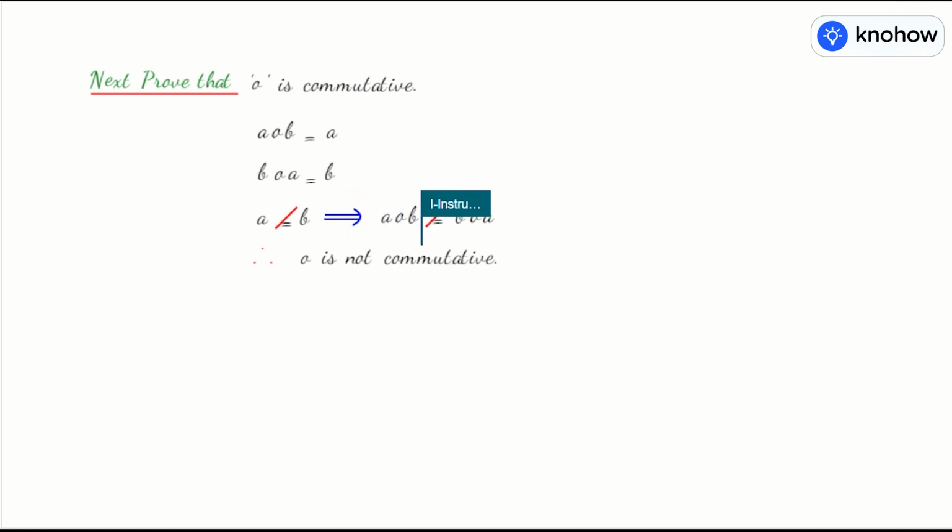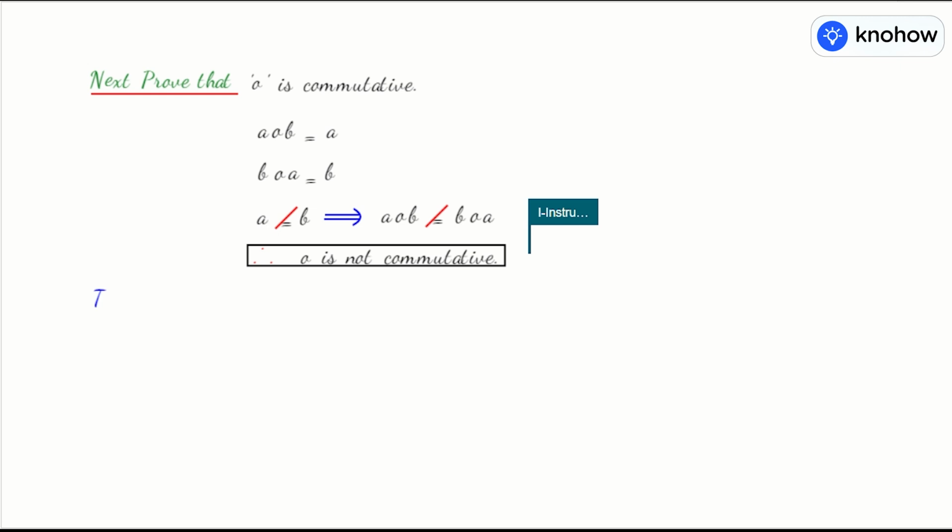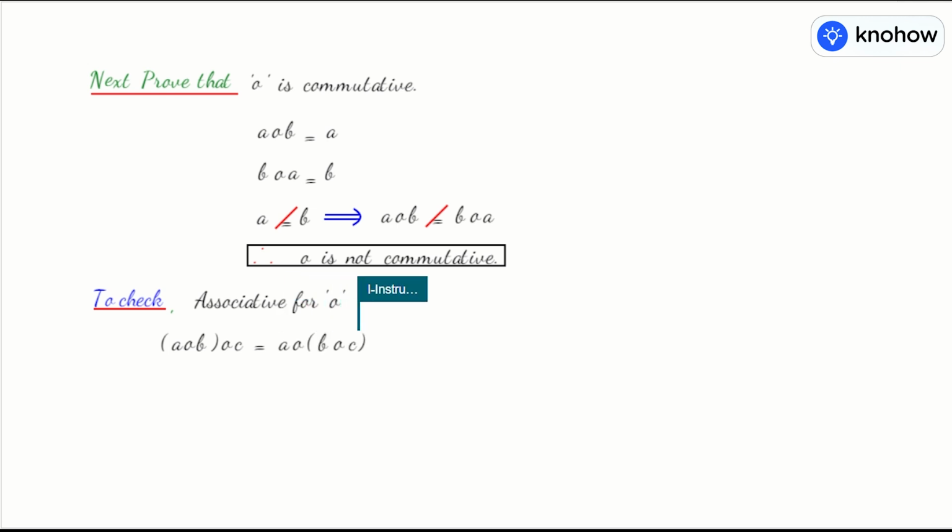So that is one part. And now to check the associative property for the binary operation O. That means I have to check whether (A O B) O C is equal or not to A O (B O C). Take left hand side.